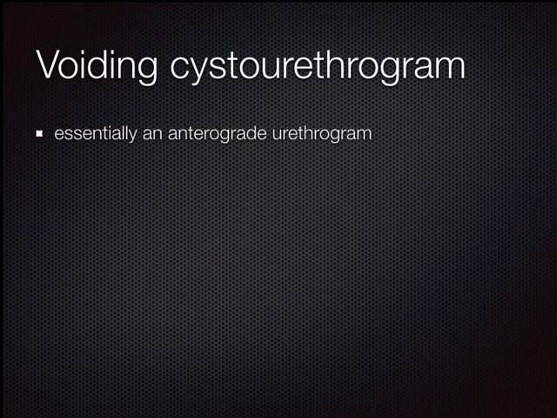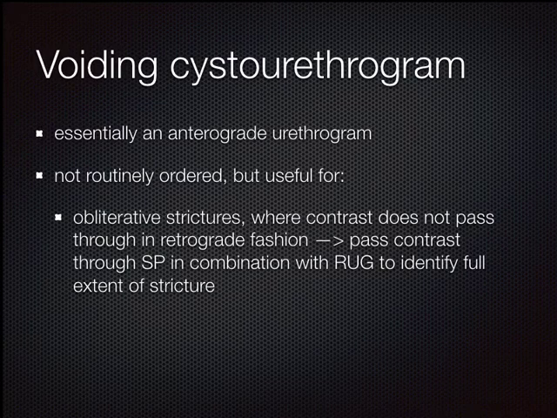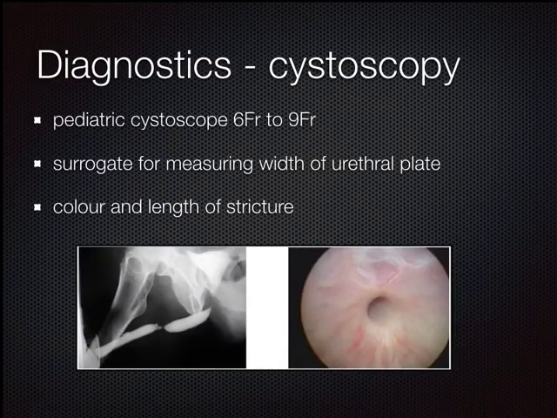The voiding cystourethrogram is another diagnostic tool, and it's essentially an anterograde urethrogram. It's not routinely ordered, but it can be useful in a couple of situations. The first is for an obliterative stricture where contrast just doesn't pass through in the retrograde fashion, so you can pass contrast through the suprapubic tube and then take the urethrogram. This combined with a retrograde urethrogram can be helpful to delineate the entire length of the stricture. The second situation is in distal penile strictures where it can be difficult to image those in a retrograde fashion, but otherwise for most urethral strictures a retrograde urethrogram is sufficient. Cystoscopic evaluation is also important. You can use a pediatric cystoscope, size 6 French up to 9 French, or even a semi-rigid ureteroscope to examine the stricture through the urethral meatus. Or alternatively, you can do it in an anterograde fashion through a patient's suprapubic access.